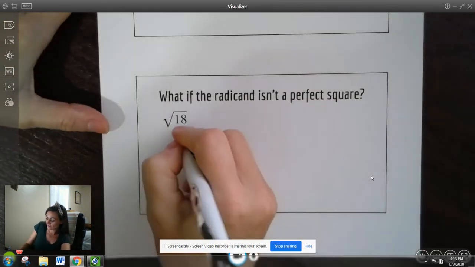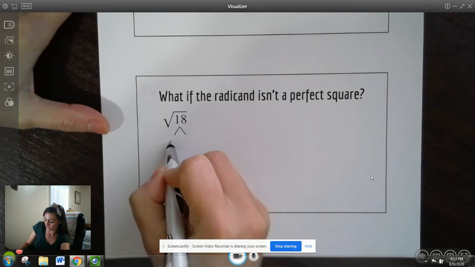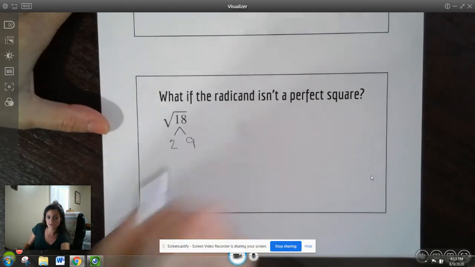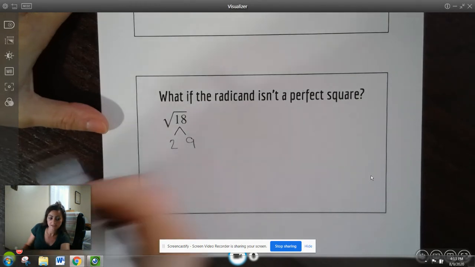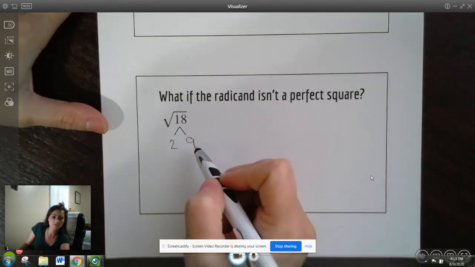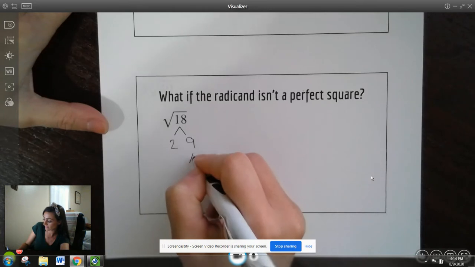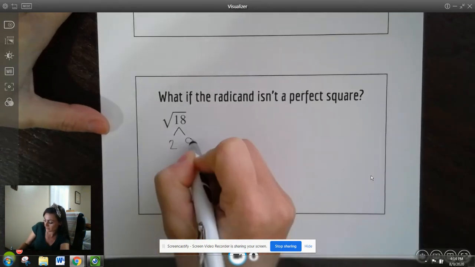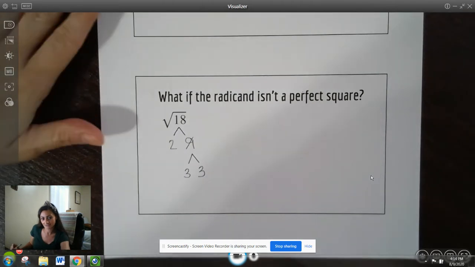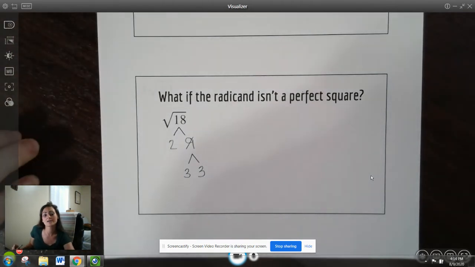I'm going to start working through my factor tree. So I can write this as 2 times 9. And I'm going to keep going. Now, yes, 9 is a perfect square. But just to clarify and make it extremely clear what we are doing, I'm going to break down 9 into its prime factors.